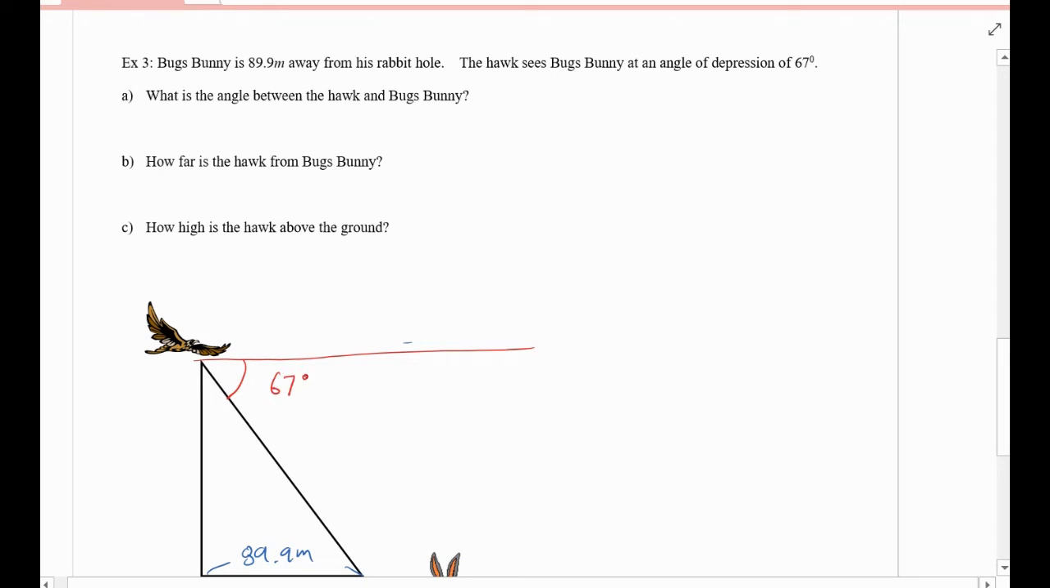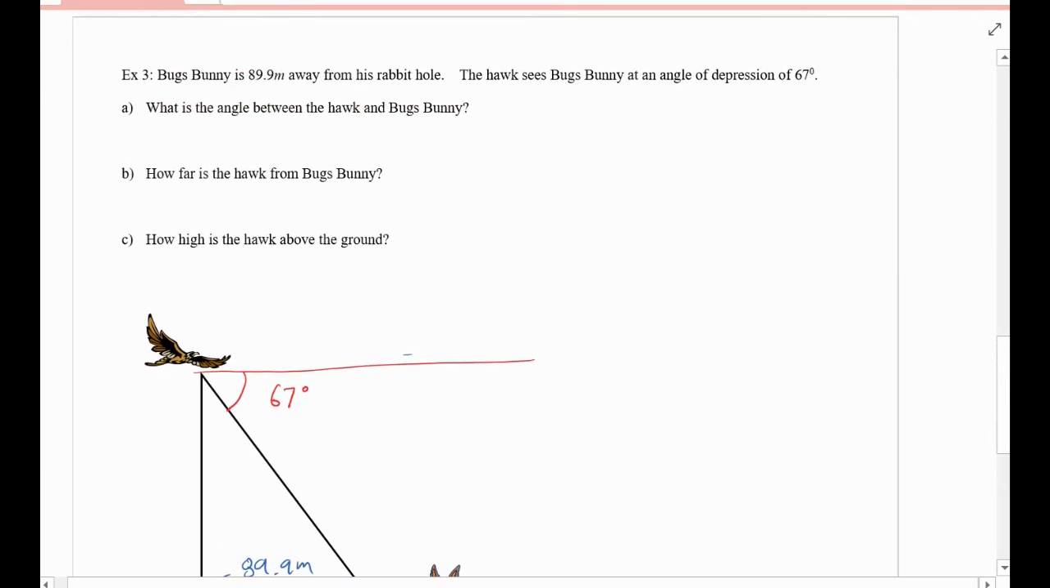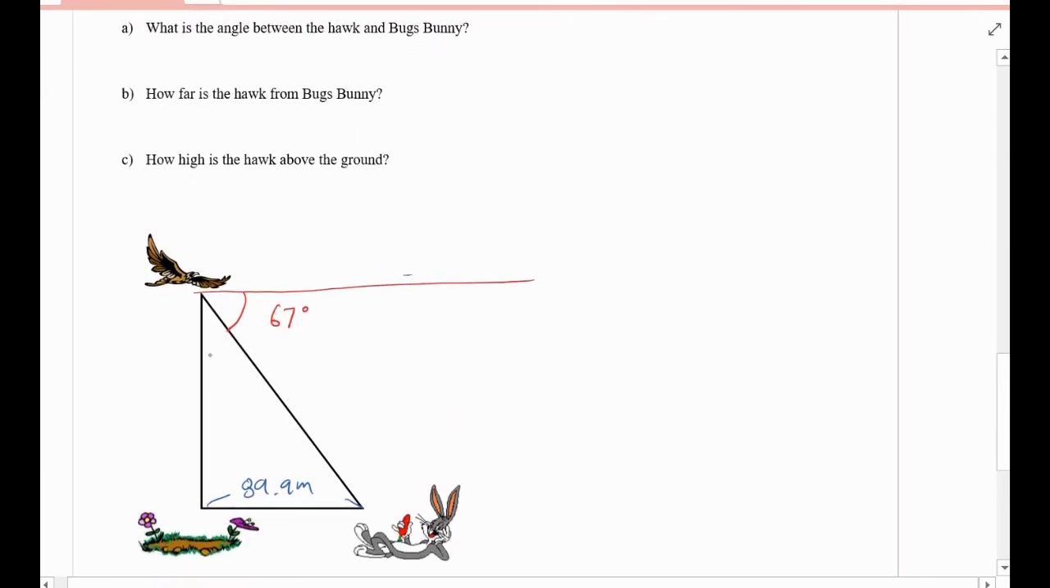So what is the angle between hog and Bugs Bunny? Okay, so we want to know the angle between the hog and Bugs Bunny. We want to know this angle. How do we find this angle? We can simply subtract 90 minus 63 degrees, which is 27 degrees. So this is 27.